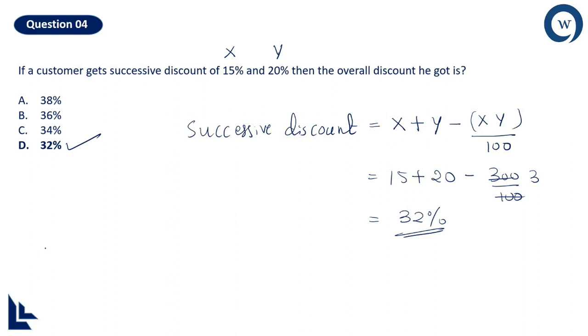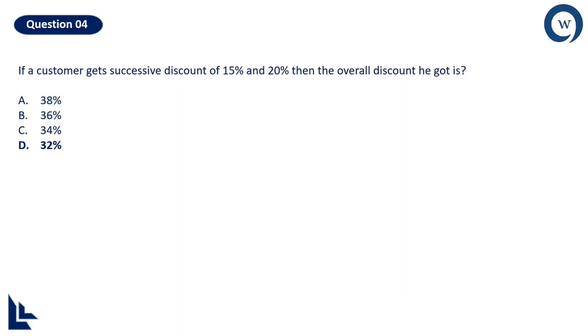Okay, so I hope that it is clear for everybody, and now you need to tell me the answer to my question. I'll change the question a little bit. What will be your answer if it is given something like this? If the customer gets a successive discount of 25% and 20%, then what is his overall discount? Let me know the answer to this question in the comment. I am looking forward to your response in the comment.